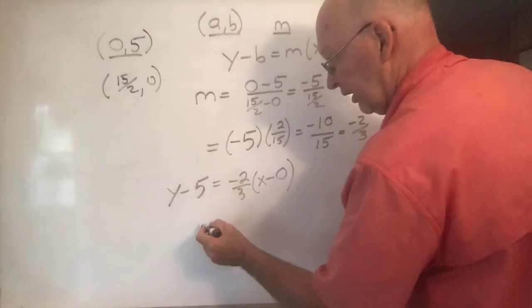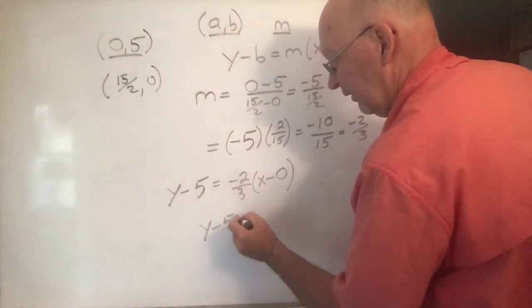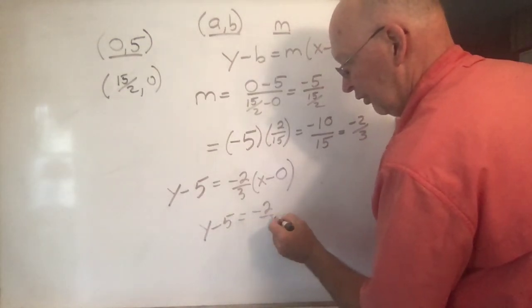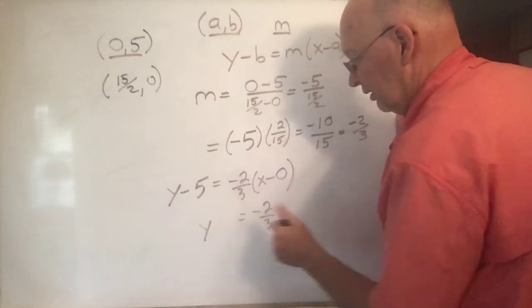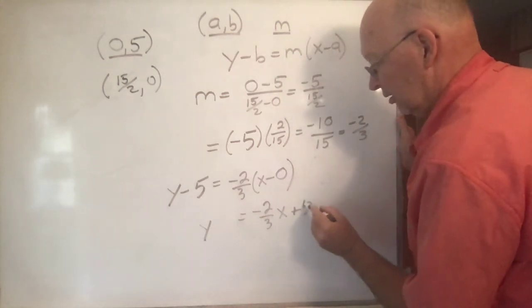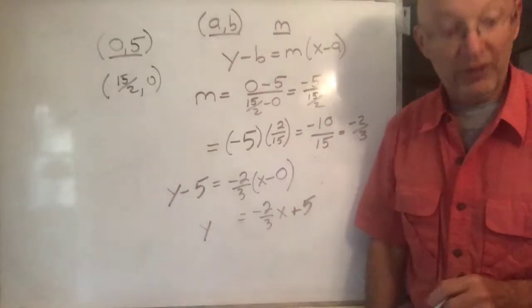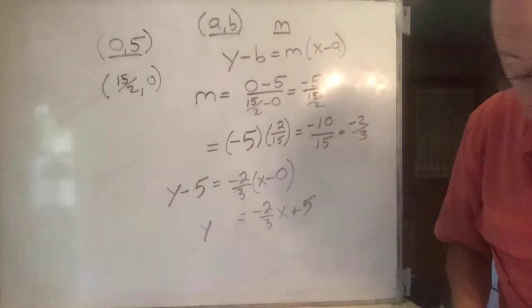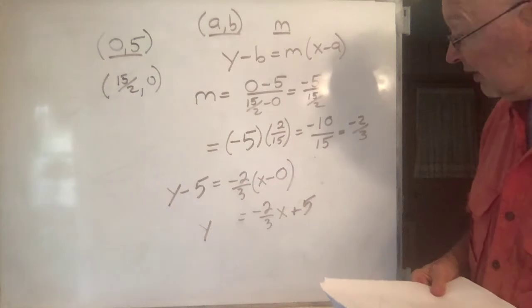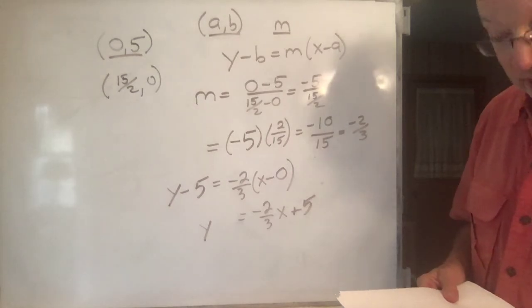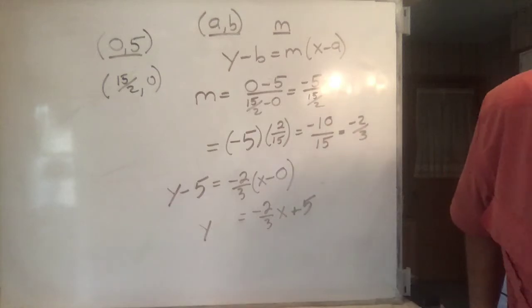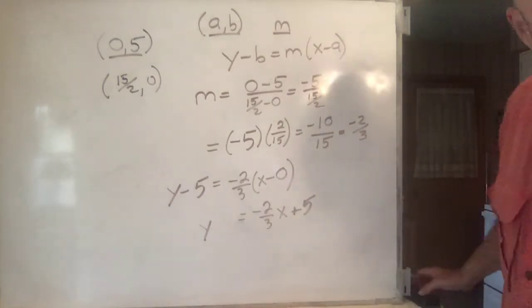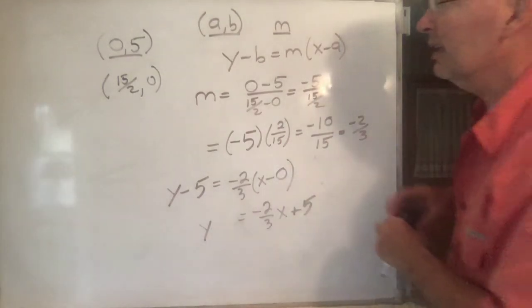And so we're going to get y minus 5 is equal to negative 2/3 x. And then you can add 5 to both sides and get the final result. So hopefully that's there. Negative 2/3 x plus 5. Yep, that's number C. Okay, very good. So that was number 28. Now we'll do number 29.